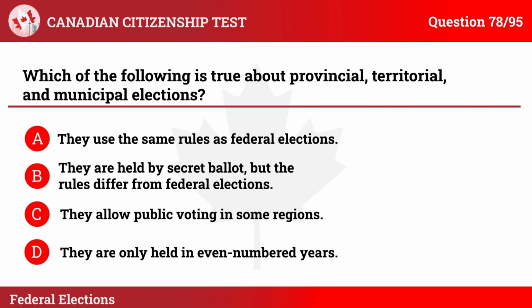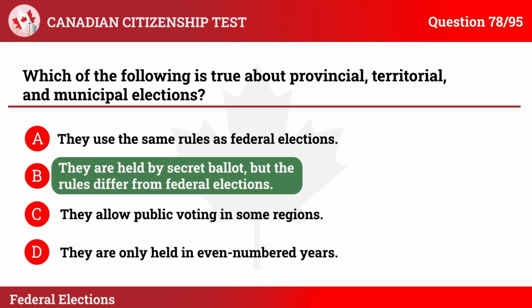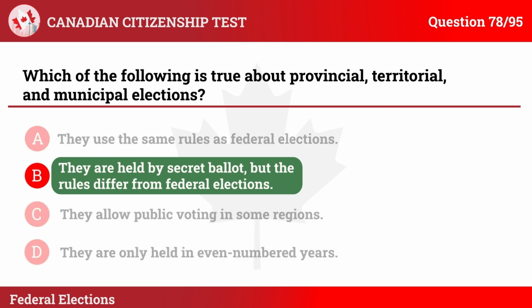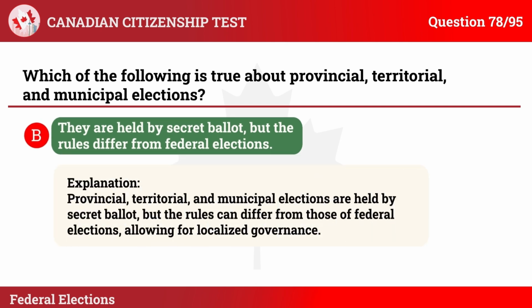The correct answer is B. They are held by secret ballot, but the rules differ from federal elections. Explanation: provincial, territorial, and municipal elections are held by secret ballot, but the rules can differ from those of federal elections, allowing for localized governance.